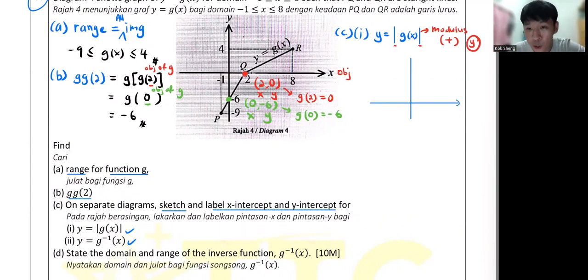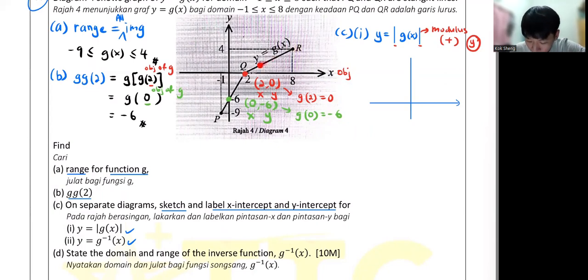The reason is, modulus g(x) equals y. You understand the equation? Modulus g(x) equals y. g(x) is what? g(x) is y, right? The image. That's why you have to change the image, the y coordinate, all to become positive. No need to change x, just change the y only, because it's modulus g(x).